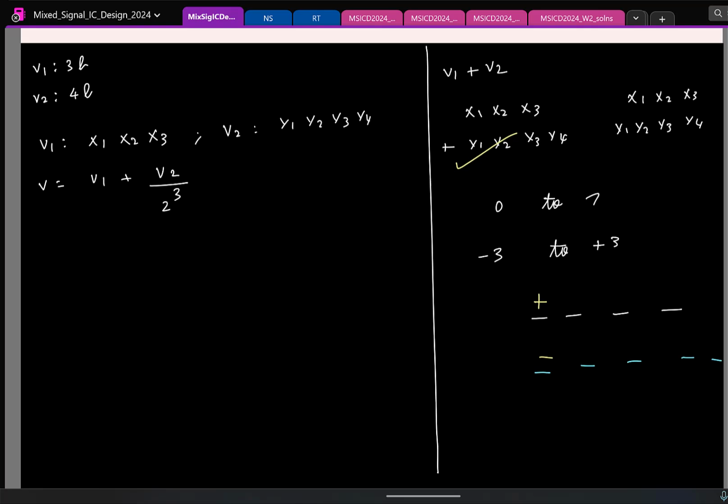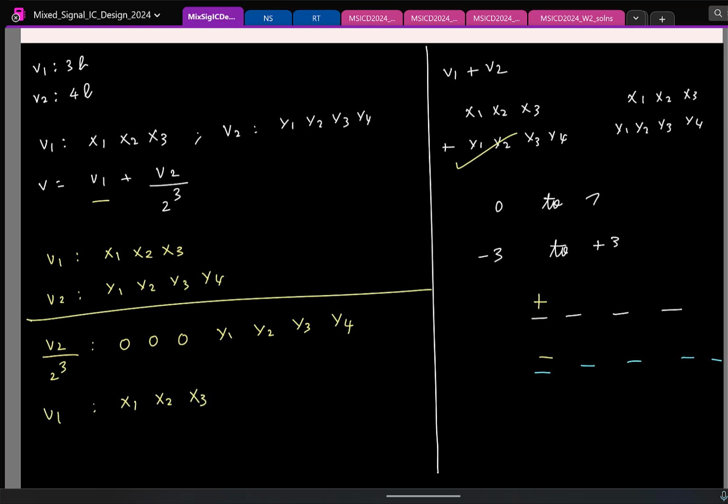so let's quickly see. I have to write V1. V1 is x1, x2, x3. V2 is basically y1, y2, y3, y4. But I want V2 by 2 power 3. How will V2 by 2 power 3 look like? Dividing by 2 is basically right shifting. I am right shifting by 3 times. Fine. So if I write V1, it's x1, x2, x3. If I add these two, what do I get? Yeah, it's basically x1, x2, x3, y1, y2, y3.